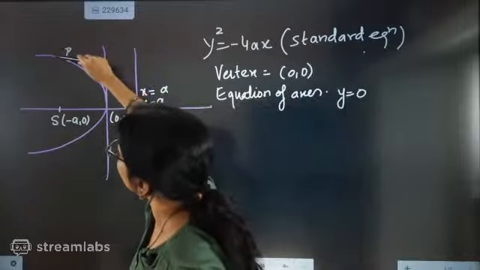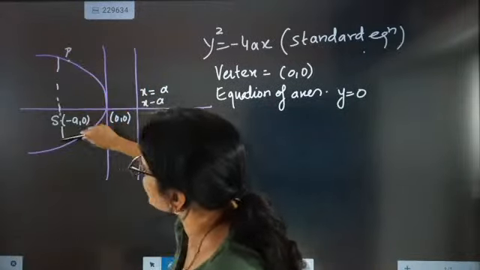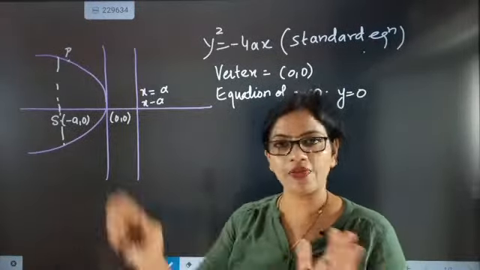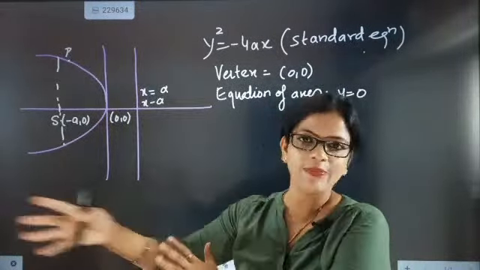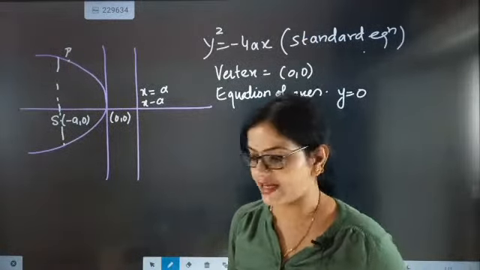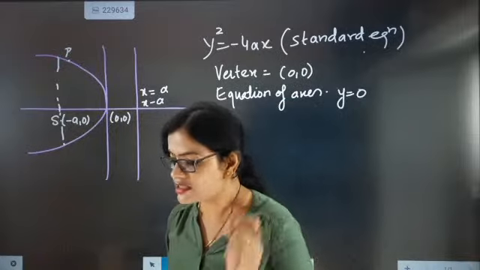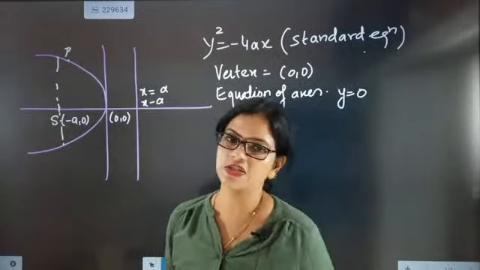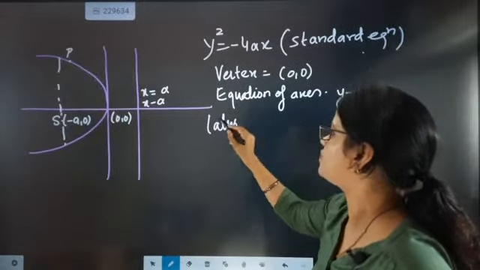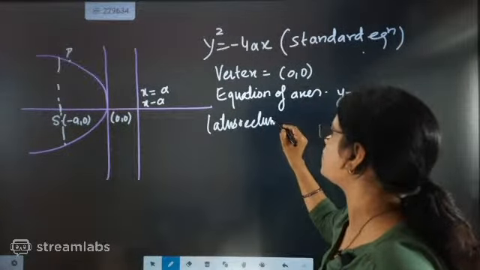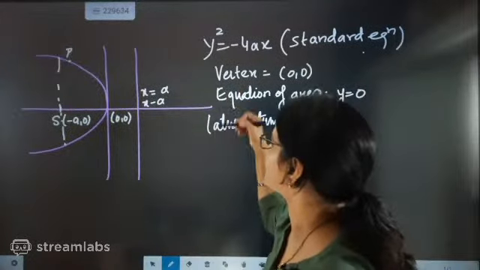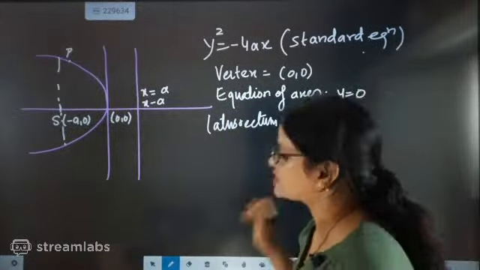Now the length of latus rectum. The chord that passes through the focus is called the latus rectum. The chords on the parabola are called double ordinates, but since it is passing through the focus, it is called the latus rectum. So the latus rectum is going to be 4a. So first, second, third, and the equation of axis we have done.